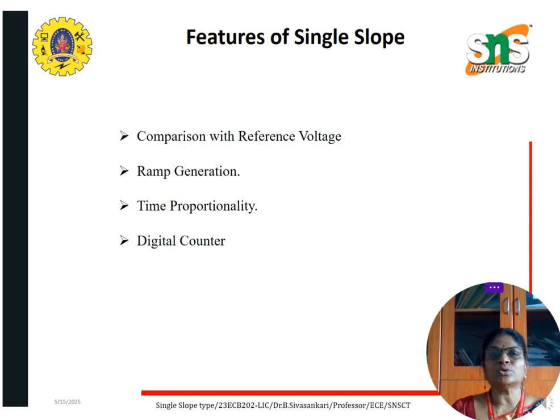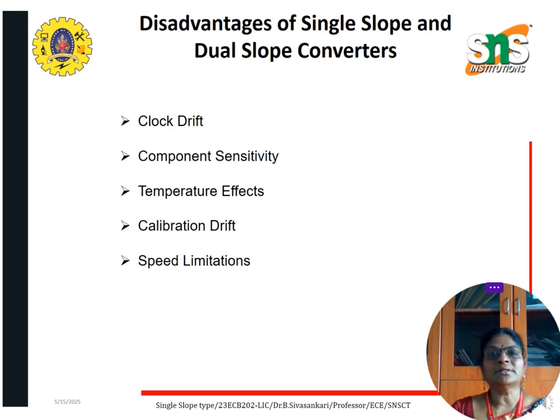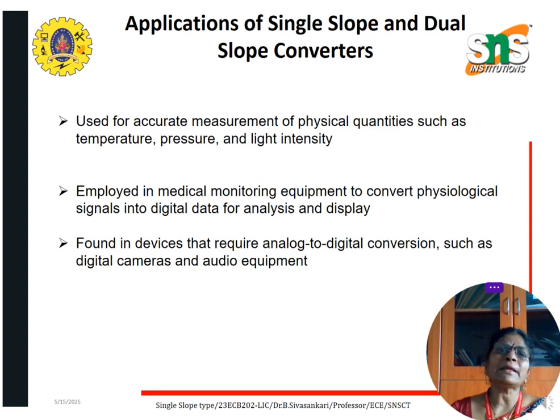Coming to the features, it always compares with a reference voltage, it has a ramp signal, the time is proportional, and it uses a digital counter. The advantages of single slope are high accuracy, wide input range and low noise sensitivity. The disadvantages of single slope as well as dual slope are clock drift, high component sensitivity, reaction to temperature effects and calibration drift, and speed limitations.